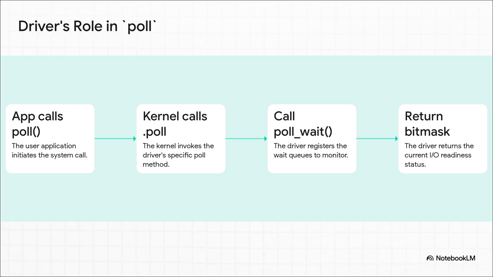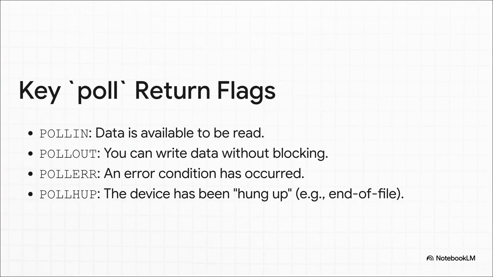Second, you return a little bit mask that tells the kernel the current state of things. Can you read from the device right now without blocking? Can you write to it? And that bit mask is made up of flags just like these. POLLIN is your driver shouting, hey, data is ready, come and get it. POLLOUT means the coast is clear, you can write now without having to wait. And of course, there are others for when an error happens or when the device is hung up, which usually means you've hit the end of the file. It's a really simple but incredibly powerful way for the driver and applications to communicate.